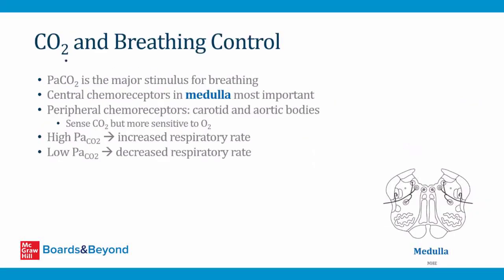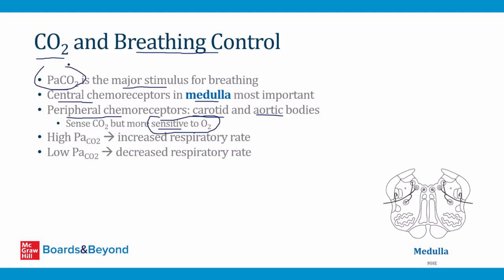Let's talk about carbon dioxide and control of breathing. You should know that the arterial partial pressure of carbon dioxide is the major stimulus for breathing. There are central chemoreceptors found in the medulla, and these are the most important chemoreceptors for sensing the carbon dioxide level and telling us how fast or slow to breathe. We also have peripheral chemoreceptors outside the brain. You can find these in the carotid and aortic bodies, but these sense oxygen much more than they do carbon dioxide. So these are much more important to responding to hypoxia. They're less important to responding to changes in PaCO2 levels.